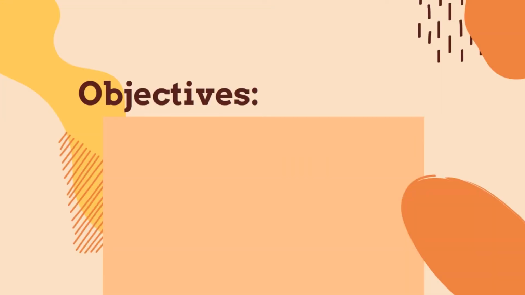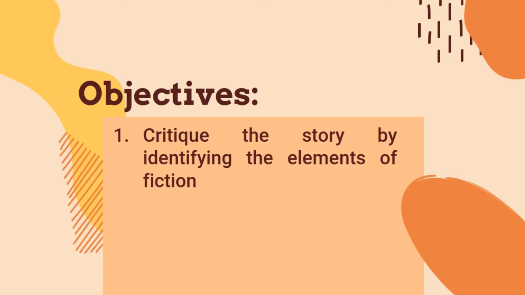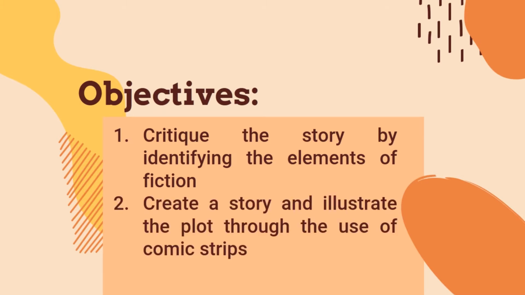Here are the objectives of the lesson. Number 1. Critique the story by identifying the elements of fiction. Number 2. Create a story and illustrate the plot through the use of comic strips.